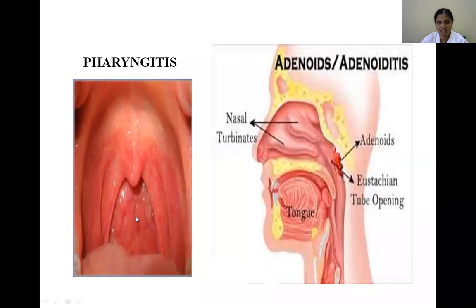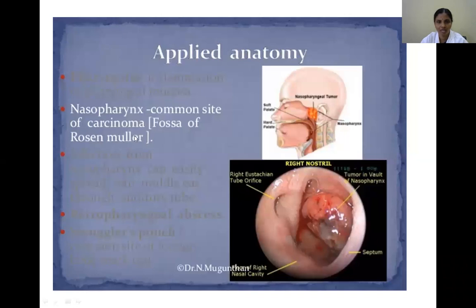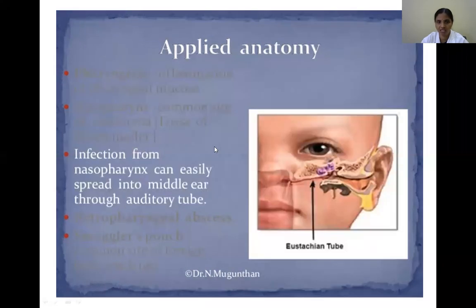Then pharyngitis: when the posterior wall, the mucosa of the pharynx, is inflamed, it is known as pharyngitis. Then adenoids, which I already discussed: the pharyngeal tonsil may be inflamed. What is that condition called? Adenoids. And the nasopharynx is usually a common site for carcinoma. What is that? Fossa of Rosenmüller.